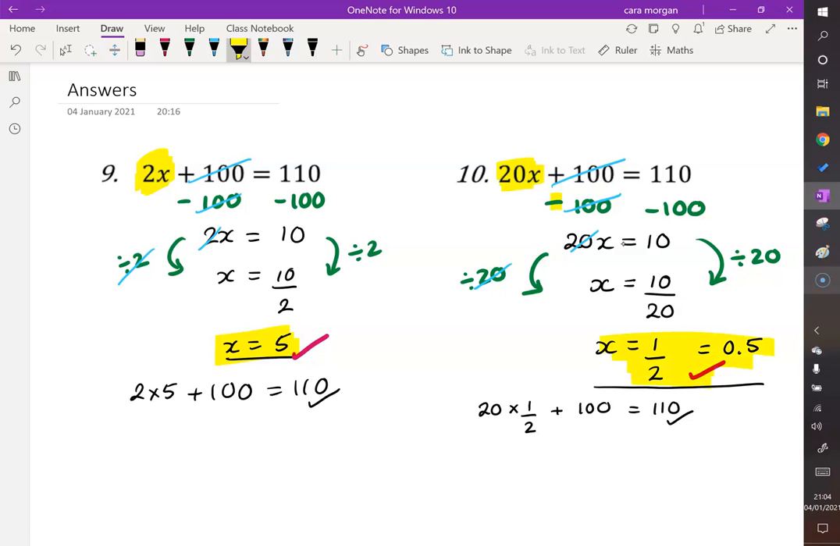So I hope that gave you a little bit of a refresher in solving equations. My next lesson will be doing problem solving with solving equations.